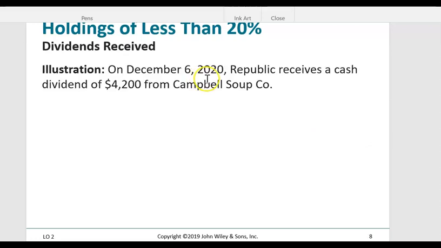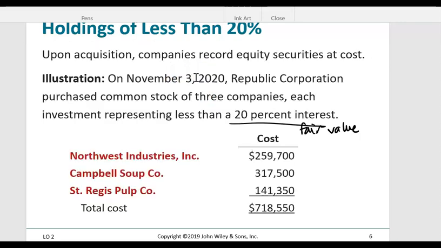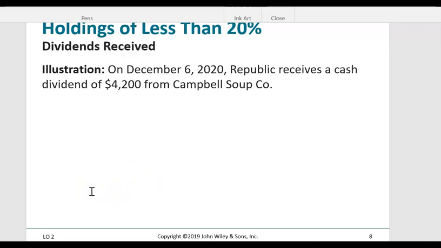On December 6, 2020, Republic receives a cash dividend of $4,200 from the Campbell Soup Company from one of its investments. So now we need to record the entry for that dividend revenue that we received from our investment. Now when we receive dividends, what we are getting is cash. So we debit cash for the amount of the dividends, $4,200, and we credit the account dividend revenue.